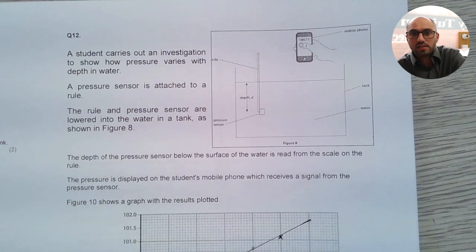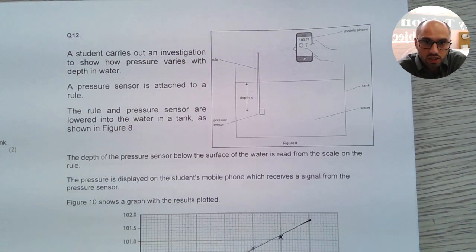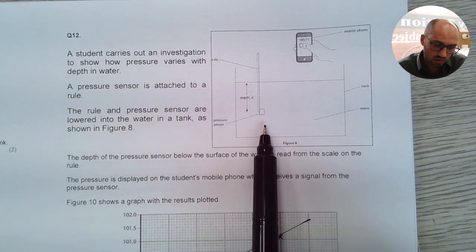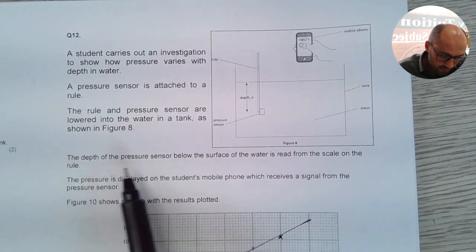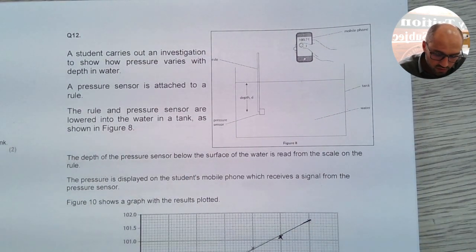The question says a student carries out an investigation to show how pressure varies with depth in water. A pressure sensor is attached to a ruler. The ruler and pressure sensor are lowered into the water in a tank as shown in figure 8. The depth of the pressure sensor below the surface of the water is read from the scale on the ruler. The pressure is displayed on the student's mobile phone, which receives a signal from the pressure sensor.